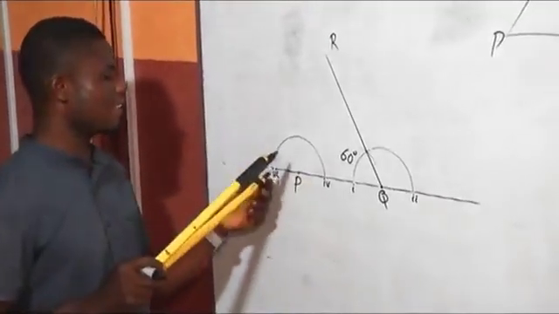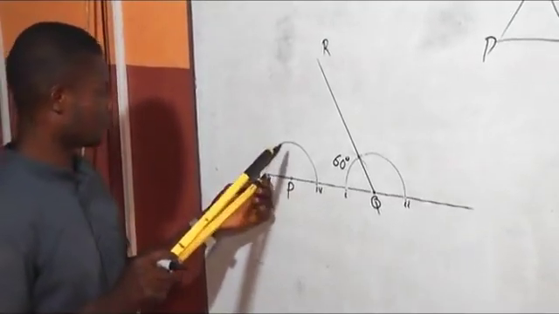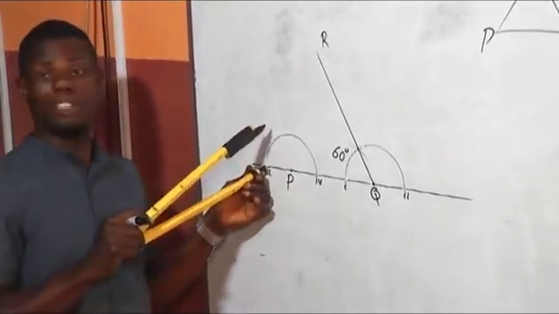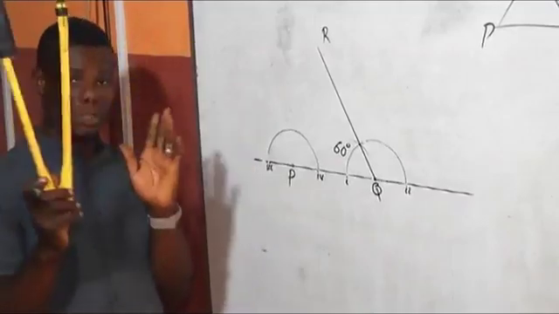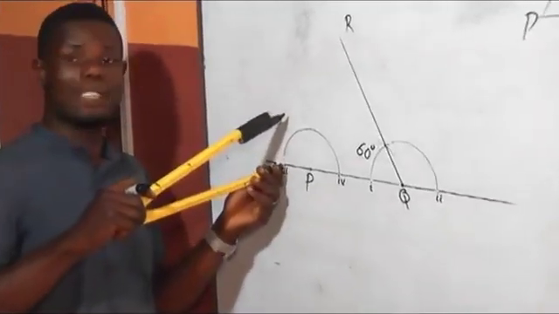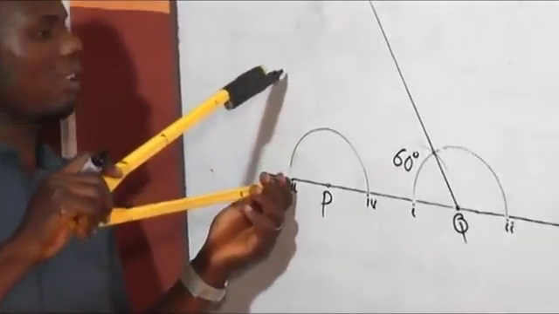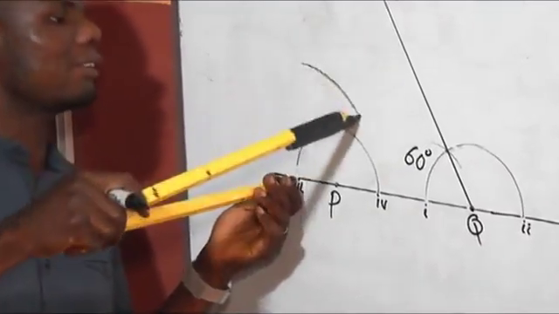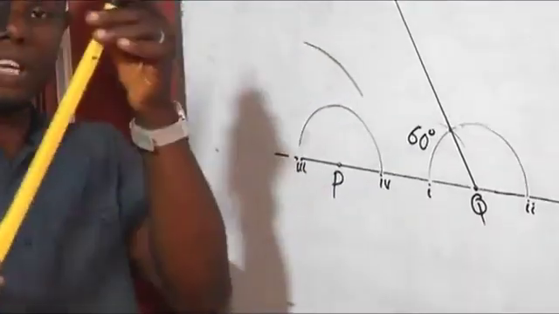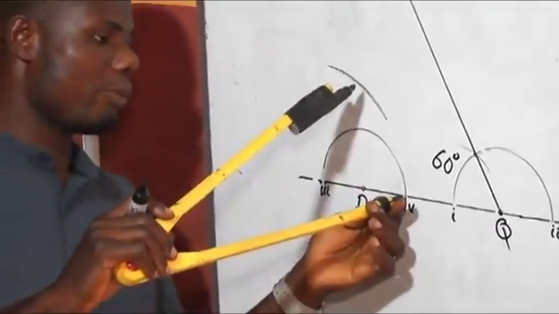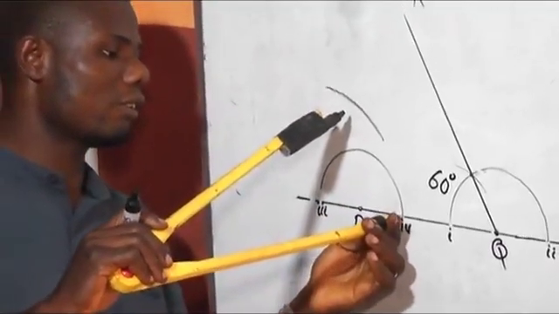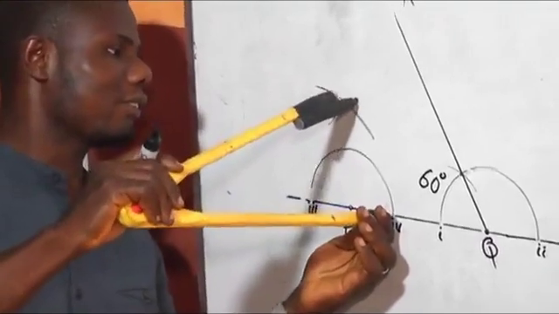So for us to bisect this now, we'll place it at I. Pick any radius of your choice with your compass, place it at I, that point, alright? Any radius, then you draw an arc, alright? Use that same radius, don't change it, don't shake it. Place it at IV and cut the arc, alright?